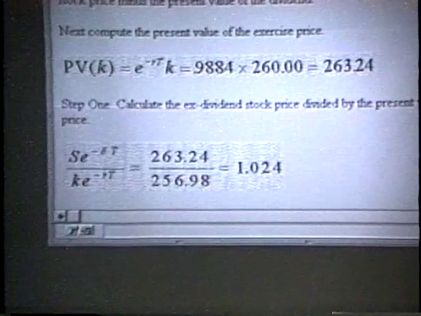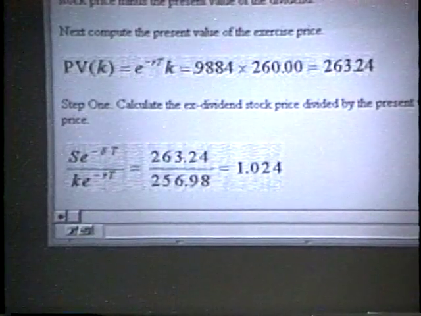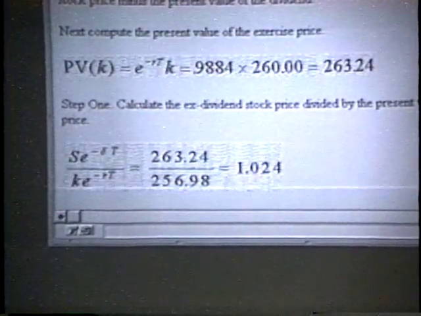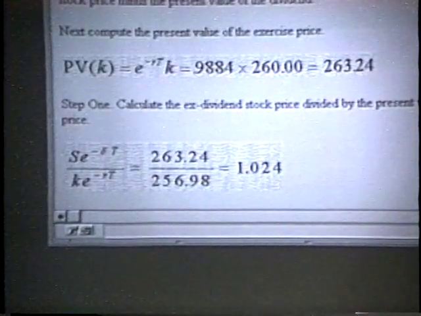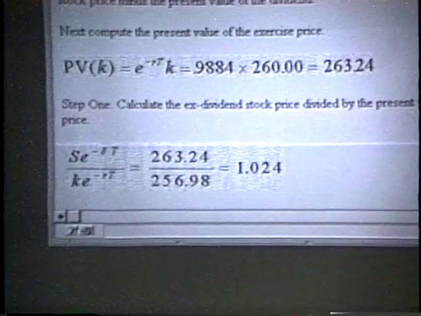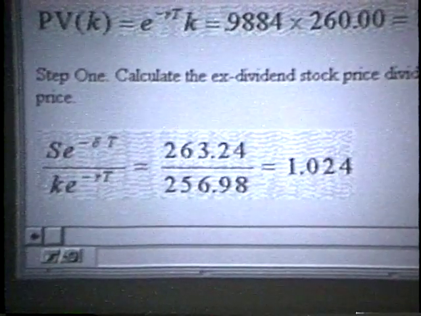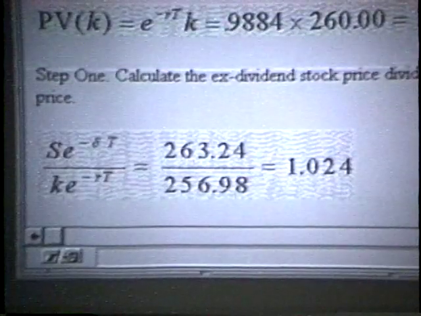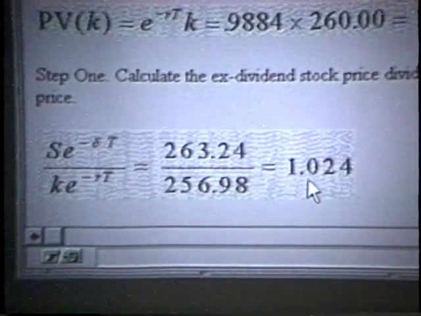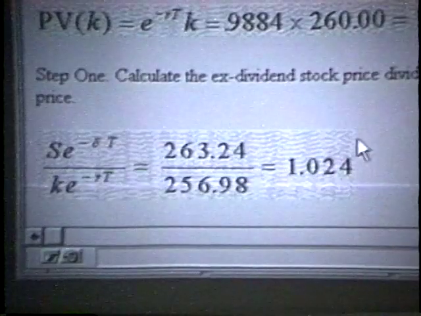Okay, so the first thing that we're going to do is to take the ratio of the ex-dividend stock price to the present value of the exercise price. Sometimes the adjusted stock price or ex-dividend stock price is going to be basically the same thing. And that ratio is 263.24 divided by 256.98, and that equals 1.024. Now we're going to be using tables to do this valuation, and we're going to be looking down a column that is labeled the ex-dividend stock price divided by the present value of the exercise price.